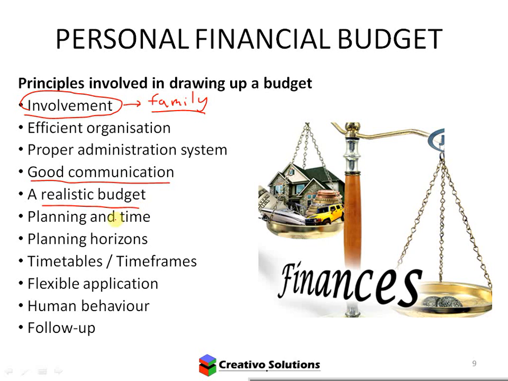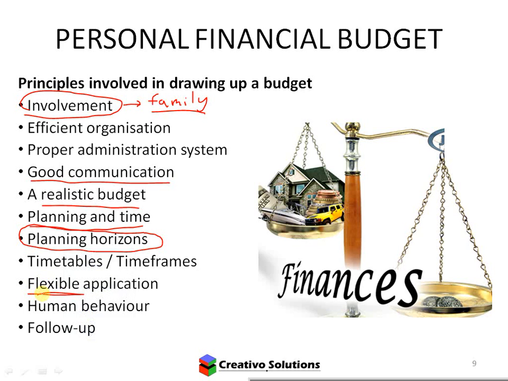Exactly. Okay. So with planning and time, things can happen in terms of time horizon and planning horizon. If you're budgeting for 12 months, a lot can happen over 12 months in terms of changing prices. So budgets need to be reviewed. Budgets need to be flexible in terms of the application.